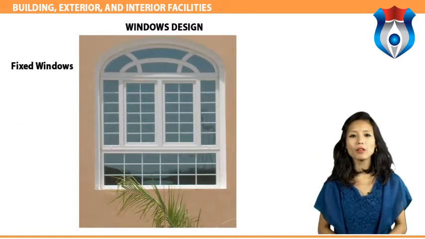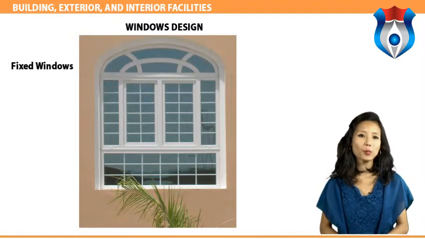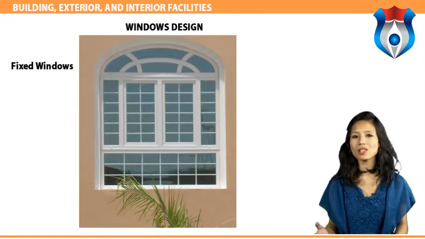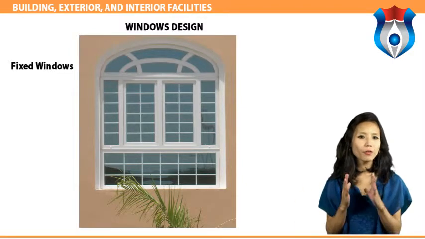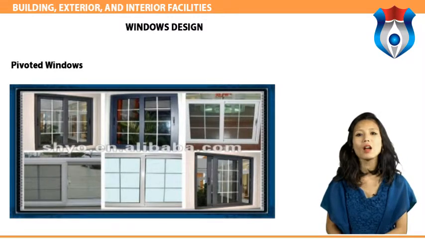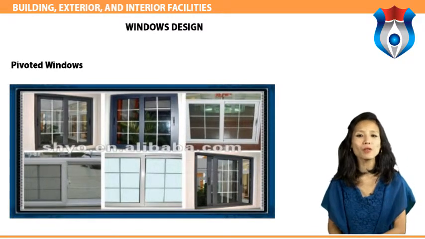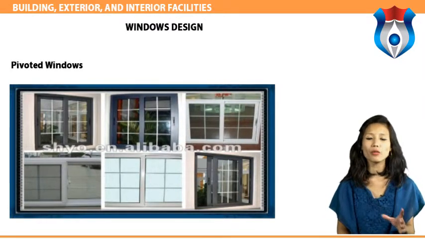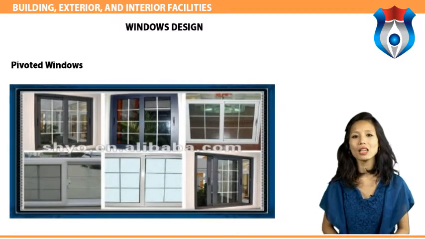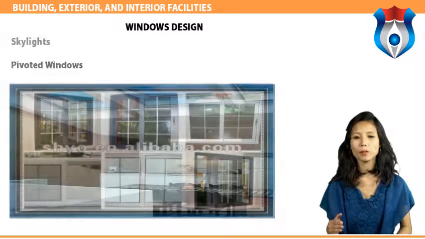These windows are provided for the sole purpose of admitting light and providing vision in the room. The window consists of a window frame to which shutters are fixed. The shutters are fully glazed. Pivoted windows. In these windows, the shutters are allowed to swing round the pivots which are fixed to the window frame. The window frame has no rebates. The shutter can swing or rotate either horizontally or vertically.